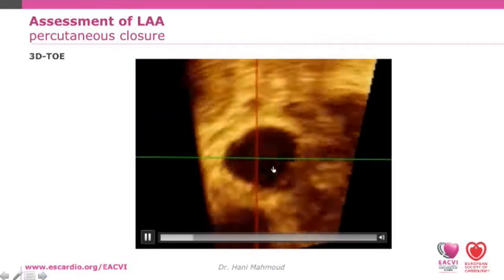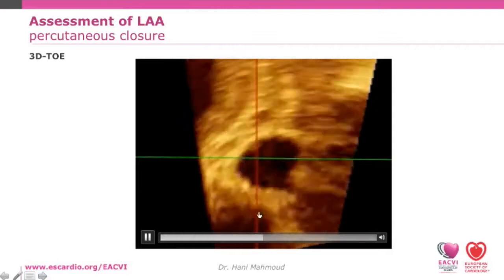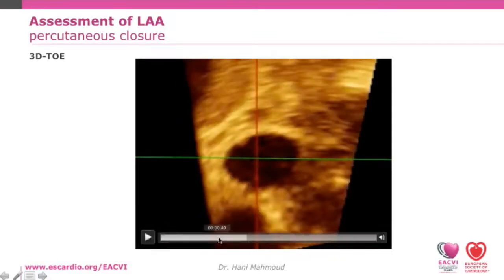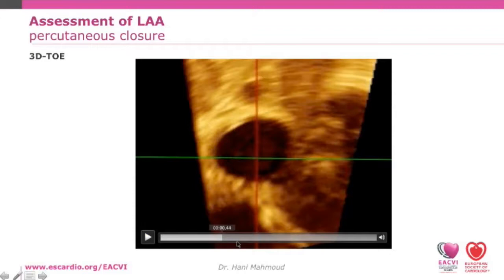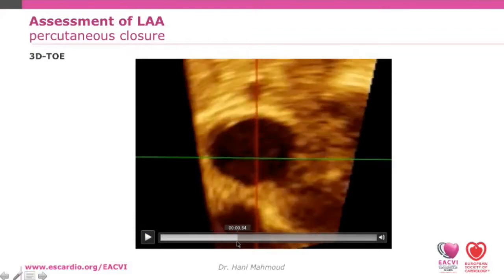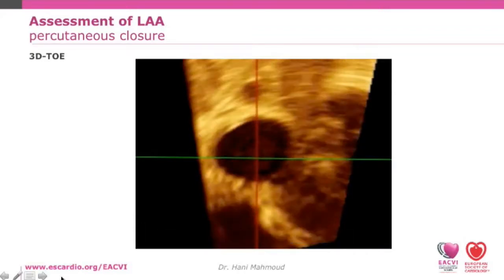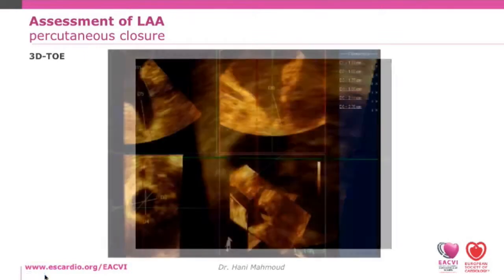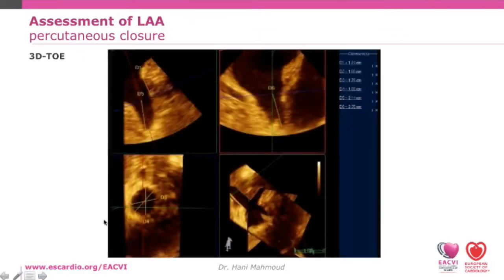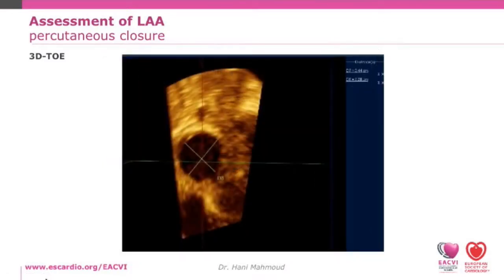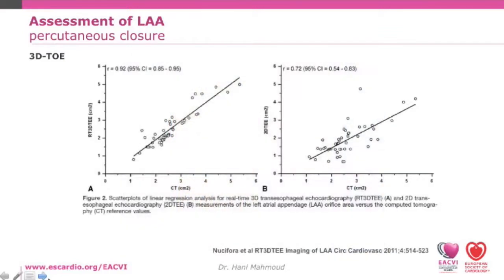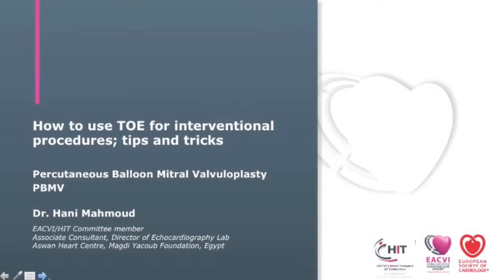If you notice here, it is dynamic. It is not fixed. It's changing over time, and this is the good advantage for the 3D TEE. You can freeze on the maximum dimension, or the frame that shows you the maximum dimension, and measure it, and measure the usable length, and screen how many lobes this appendage has, and just tell the interventionist, this is the ostium, choose your device. And that was very well correlated with the CT measurement.